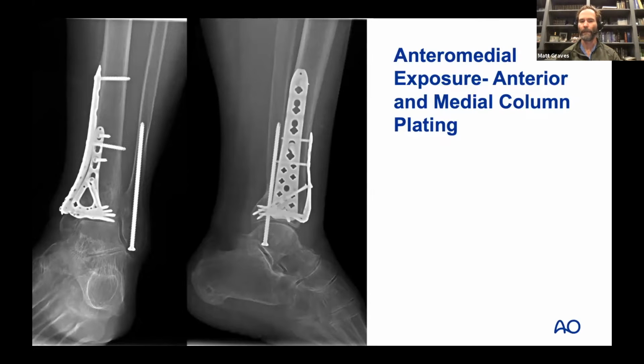So stability was maintained with this surgical exposure, despite the fact that we went to a less than ideal anatomic position for the mechanical stability of this injury film. So anteromedial exposure allows for anterior or intermediate column plating anteriorly and medial column plating. You can place both through that incision.